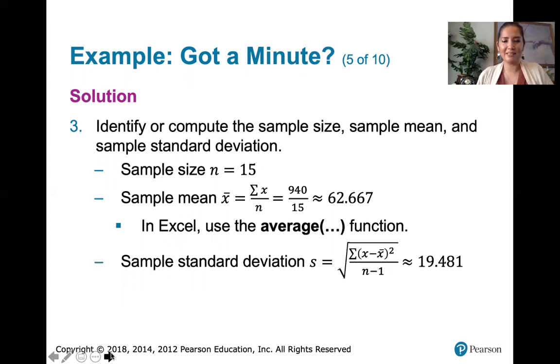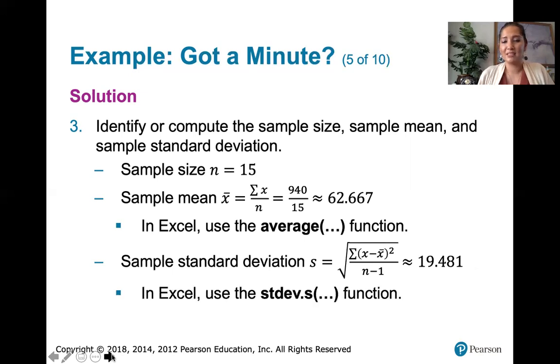And then to find the sample standard deviation, I could use this formula from back in chapter 3. So we take every x value, subtract the sample mean, that's giving us a deviation from the mean, and then we square those because we want to count all the deviations from the mean as positive. And then we divide by n-1, that's the number of degrees of freedom in our sample. If we take the square root of that, that gives us the sample standard deviation. That turns out to be 19.481.